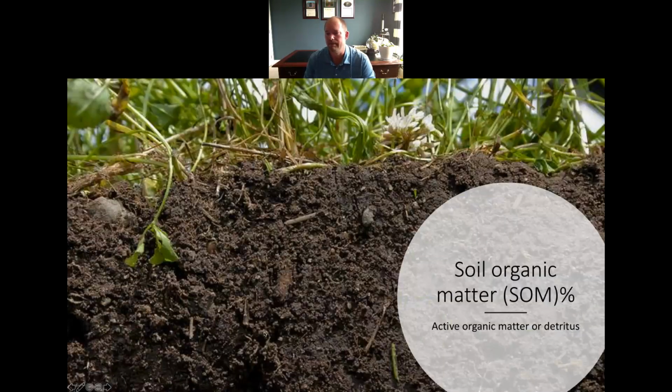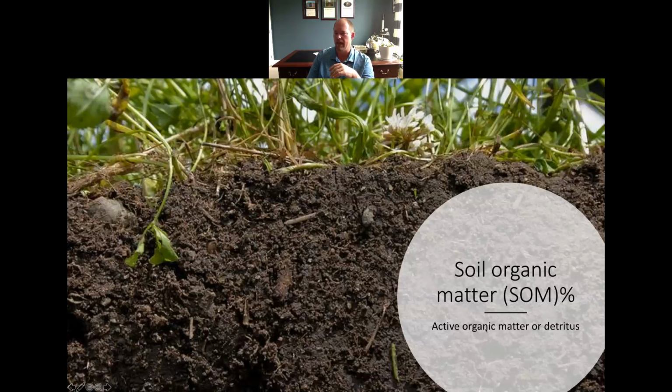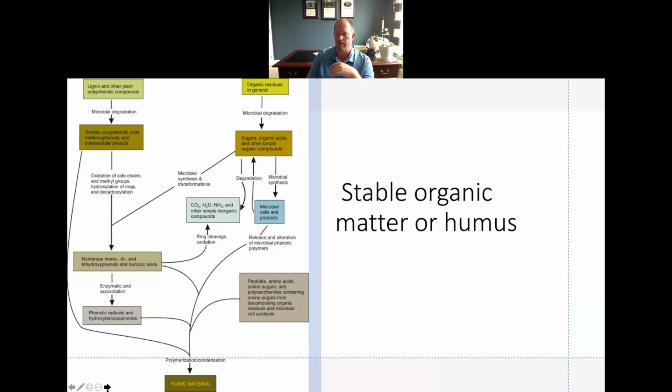Okay? So soil organic matter percentage. This isn't always on soil tests. A lot of times you've got to pay extra to get this result. So this is going to be telling you the amount of active organic matter or detritus in the soil. And the other form of organic matter is what we call stable organic matter or humus. So basically you have active organic matter, the part that's actively involved in chemical and metabolic processes in the soil, and then we have our stable or humus organic matter, which is the base foundation.